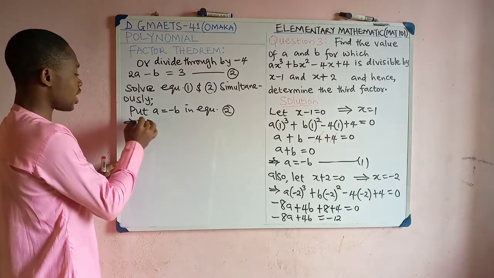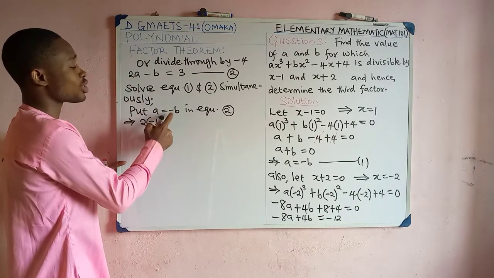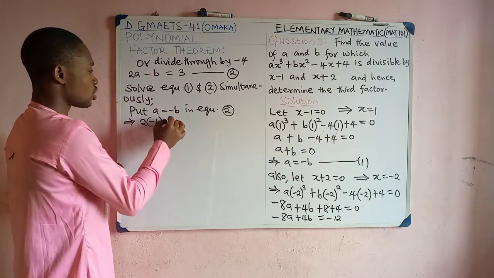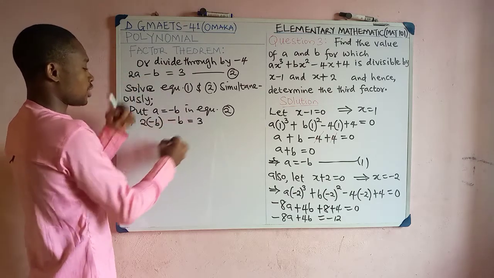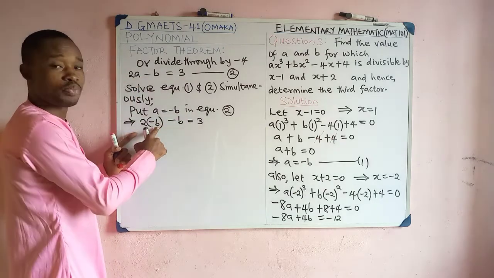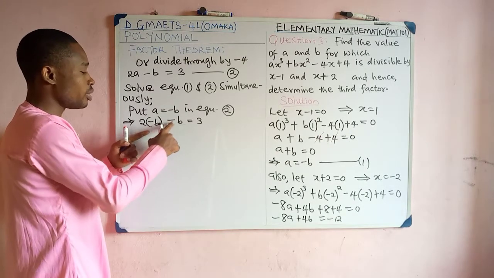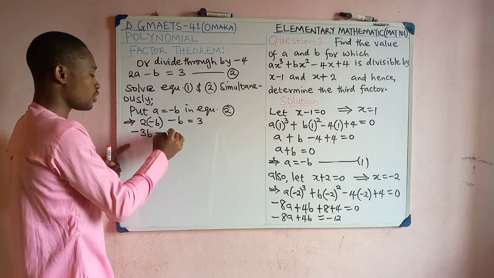So this implies that 2 bracket, in place of a, I'm going to put minus b, because that's what the value of a is from equation 1. So subtract b from it, and everything will be equal to 3. 2 times minus b would give us minus 2b. Minus 2b minus b will give us minus 3b equal to 3.